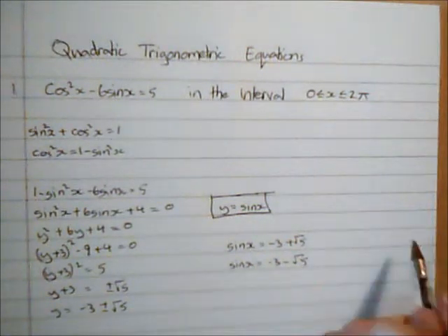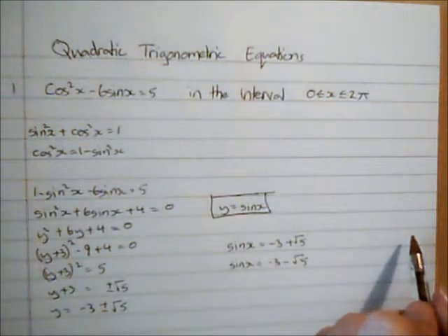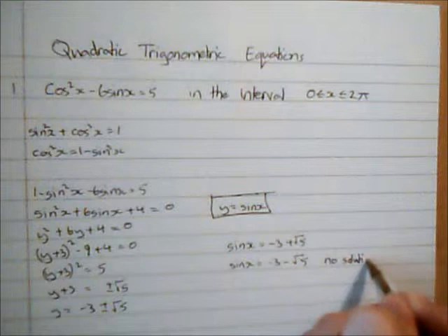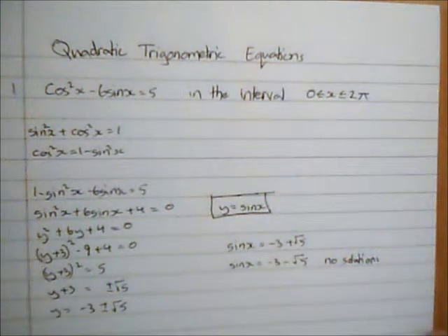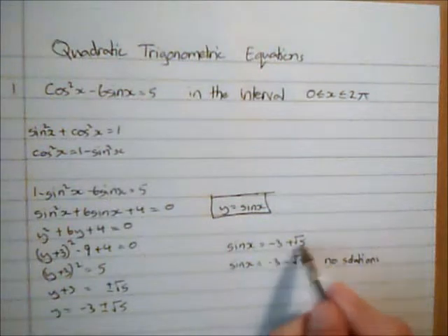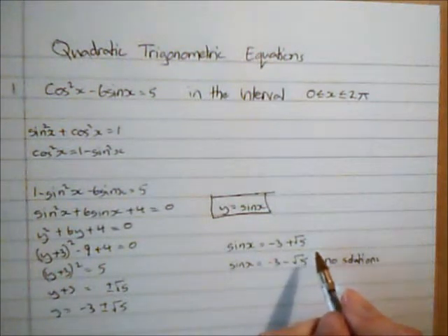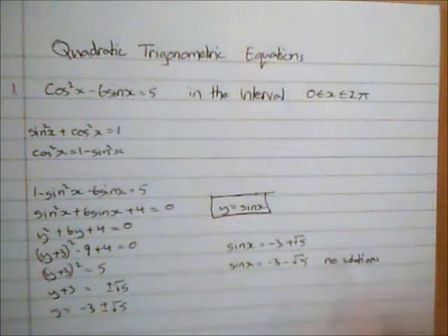Now values for sine x must lie between 1 and negative 1, so this has no solutions because this is going to be negative 5 point something. This one does, because root 5 is 2 and a bit, so it's going to be about negative 0 point something. So this does have solutions.